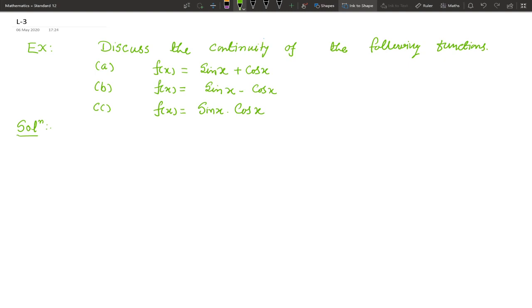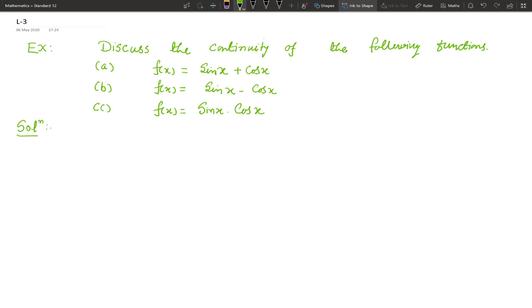There are three different problems. First one, we have to discuss continuity of sin x plus cos x. Second one, sin x minus cos x, and third one, sin x into cos x. To solve this one, we will use the properties of algebra of continuity.